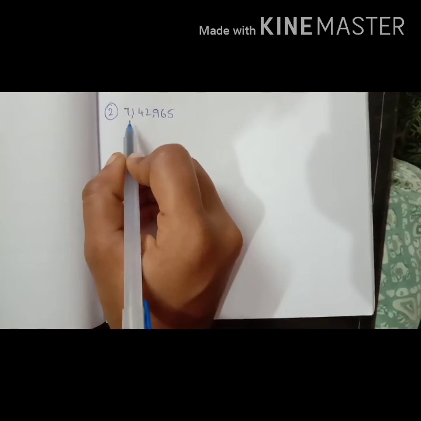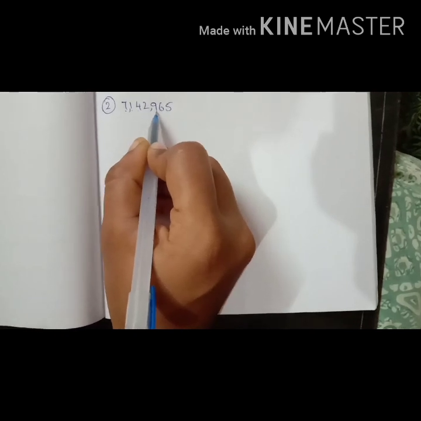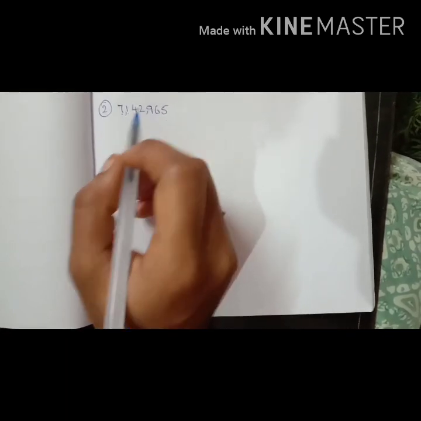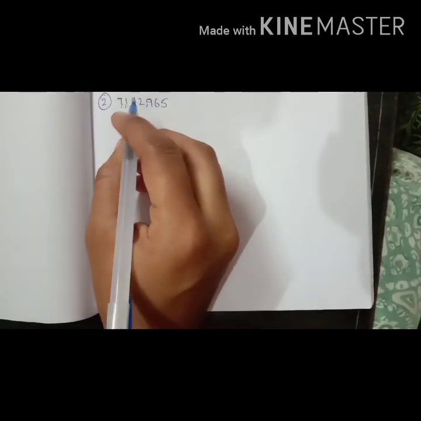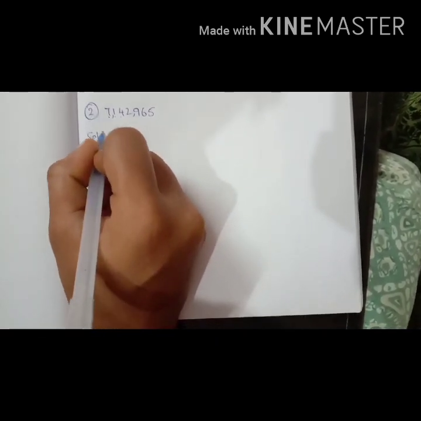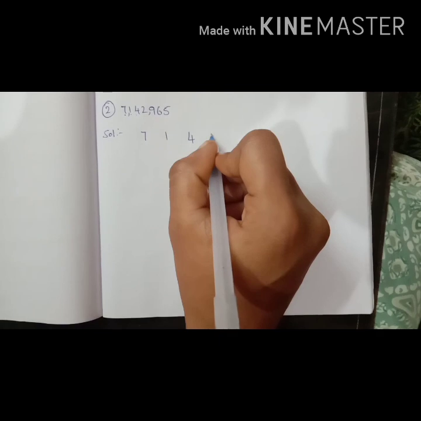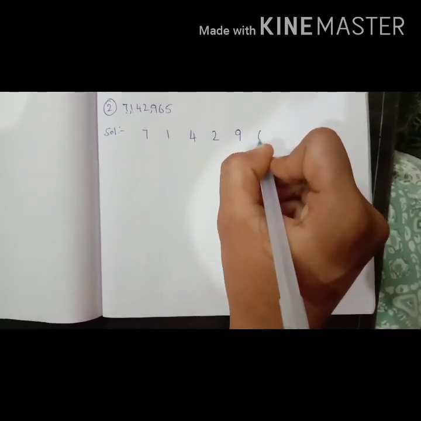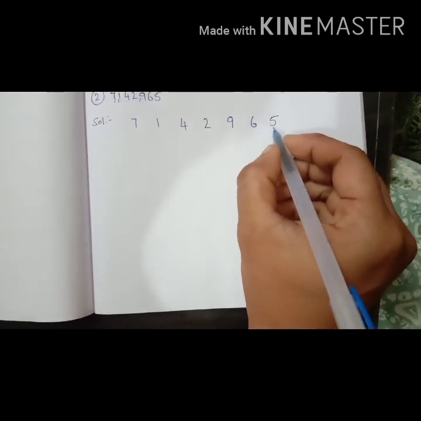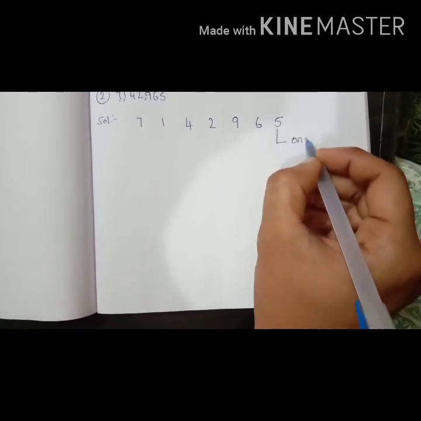Now see the second one. What is the second sum? 7,142,965. What do we have to do here? We have to write the place values, by using the Indian or international system, children? As the international system. So see the solution. 7, 1, 4, 2, 9, 6 and 5. Now see, tell the place values of each digit. 5 is in which place value, children? Yes, 5 is in ones place.